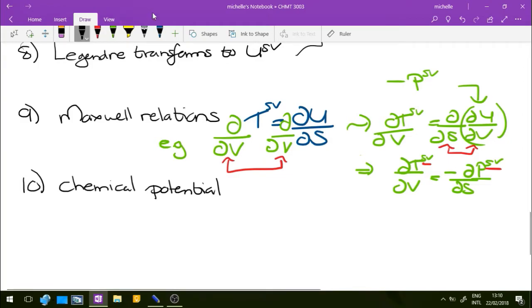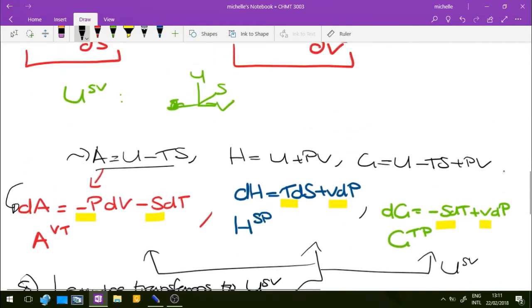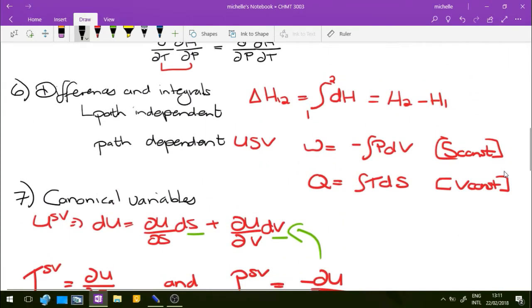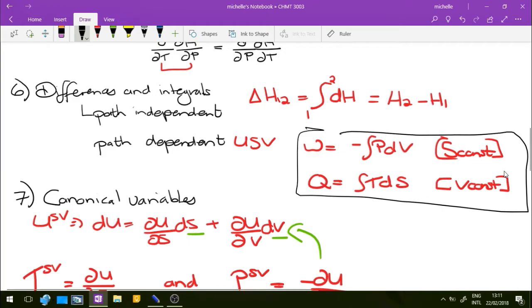And then what else did you learn? Then after that you can derive even more relations and identities. And then we went to the path dependent variables, as I mentioned, where you get W and Q. We showed that W equals negative P dV and Q equals T dS. And from that you can draw that delta U equals W plus Q.